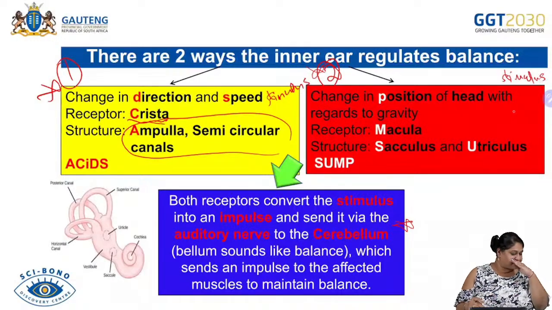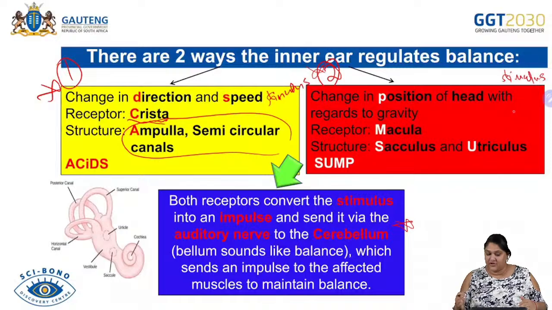Then, whether it is the crista or the macula, what's going to happen? Both of those receptors are going to convert the stimulus into an impulse, and it's going to be sent by the auditory nerve to the cerebellum. It then sends an impulse to the skeletal muscles to restore balance. We talk about the skeletal muscles in particular that are affected here, to restore the balance. So when you are running and all of a sudden you trip, what prevents you from falling is the cerebellum.